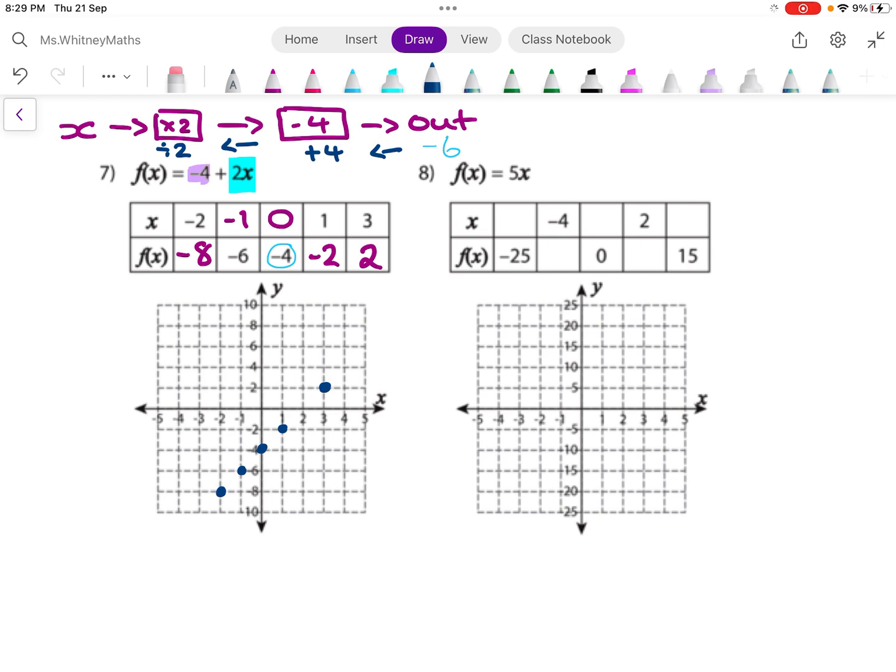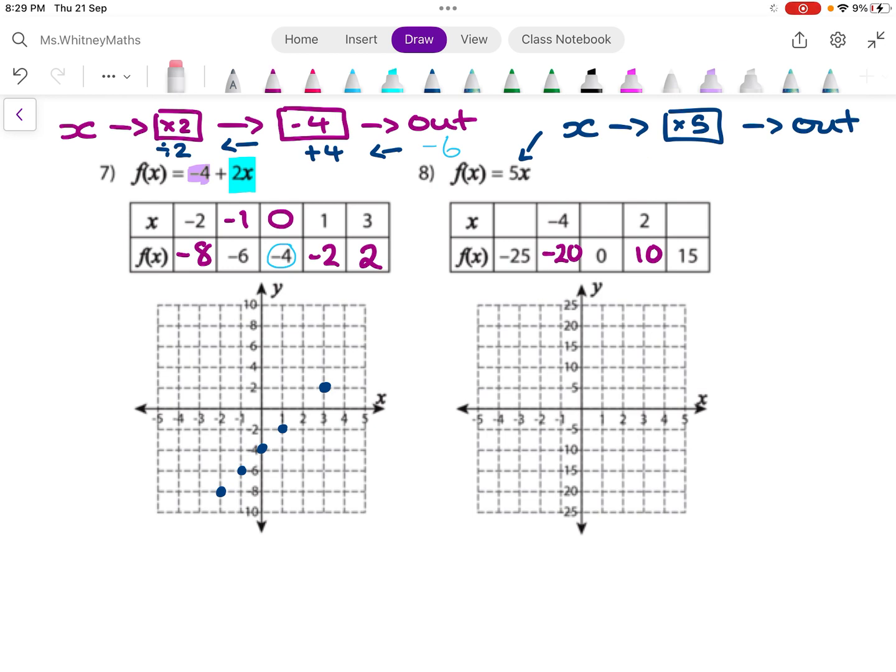Now, if you haven't had a go at question 8, pause the video. If so, I'm going to go through the answers. This one, if anything, might be a little bit easier because there's less steps to this one. So we know this means times. So we put x in, we times by 5, and we get the output. So if we do these 2 that we have, minus 4 and 2, we're going to get negative 20 and we're going to get 10.